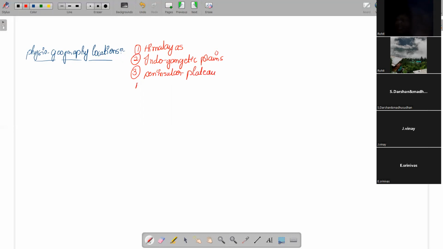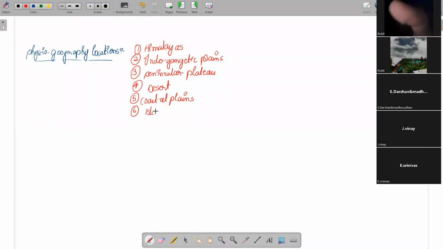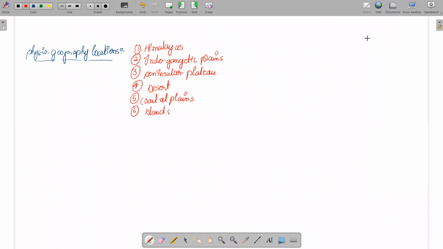The fourth one is your desert. The fifth one is coastal plains, and the sixth one is islands. So these are your six physiogeography locations. One is the Himalayas. Second is the Indo-Gangetic Plains. Third is the Peninsular Plateau. Fourth is desert. Fifth is coastal plains, and the sixth is islands.